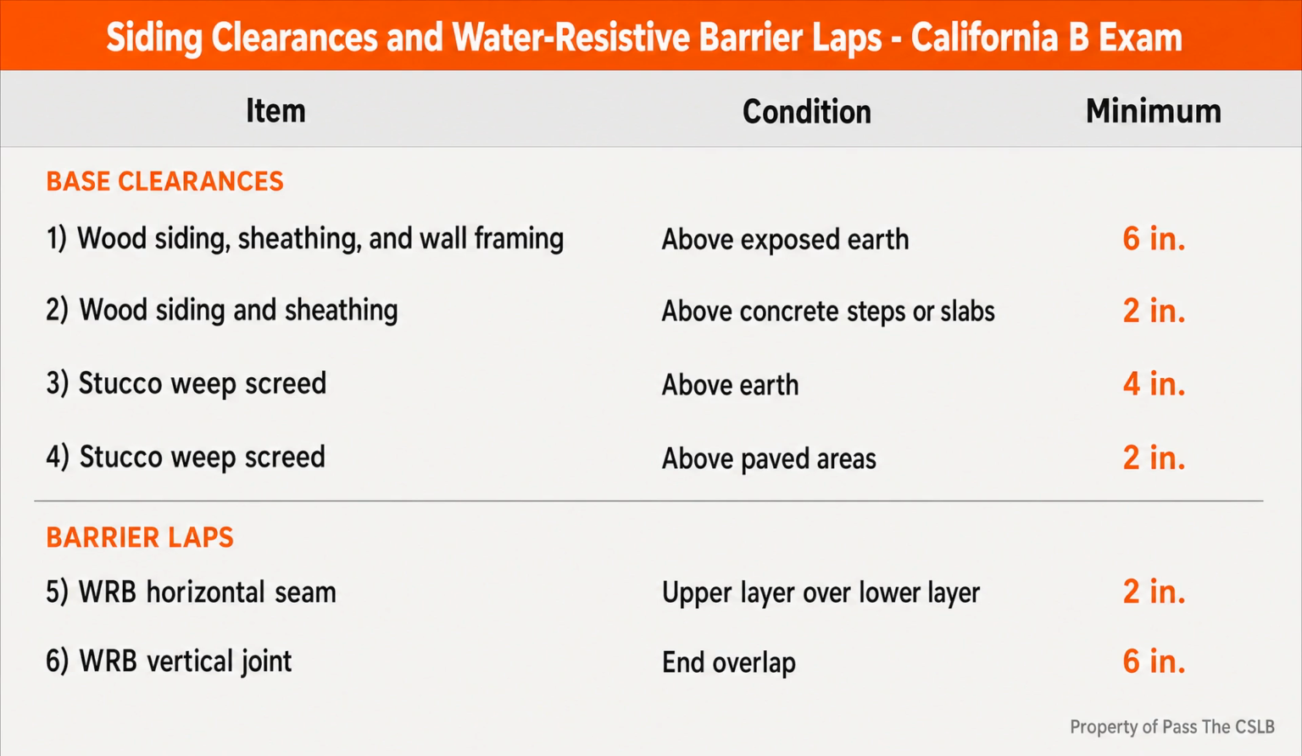For stucco, the reference point is the weep-screed. The screed must be corrosion-resistant and located at or below the foundation plate line. It must remain at least 4 inches above earth or 2 inches above paved areas. The water-resistive barrier laps over the attachment flange, and the exterior lath terminates on that flange. That sequence allows water reaching the drainage plane to reach the screed instead of being trapped behind a reversed layer.